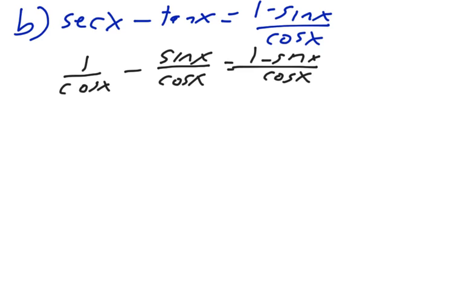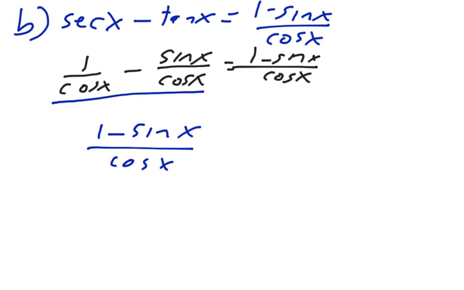On the left side, we have cosine of x as our common denominator. So all we have to do is subtract the top, and the cosine of x stays on the bottom. And if you notice, the left side matches the right side already, so we're finished.